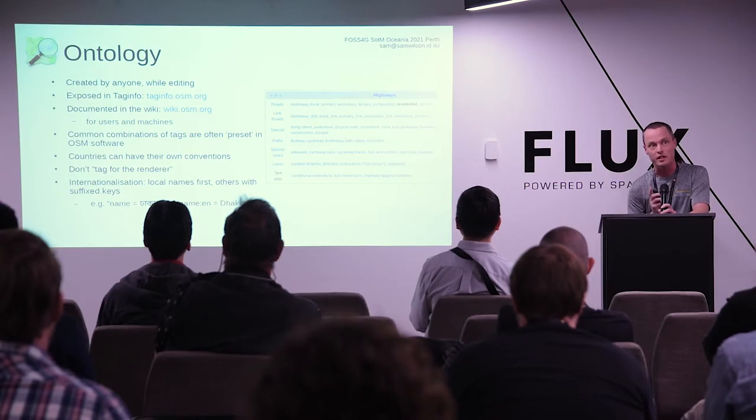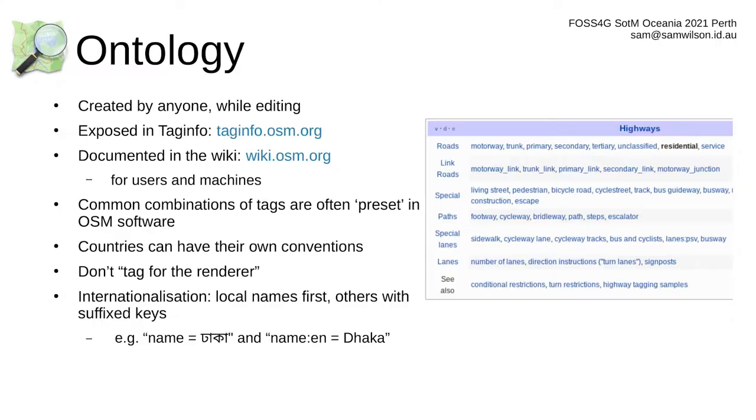Internationalization and localization is a big part of it. For instance, the name attribute, the name without any colon and language code, is always in the local language of wherever the feature is. Obviously, in some parts of the world, that can be a contested point, like what is the primary language of a large amount of the world. And so there's scope for disagreements and edit wars and all sorts of problems. But basically, it should be the local name.